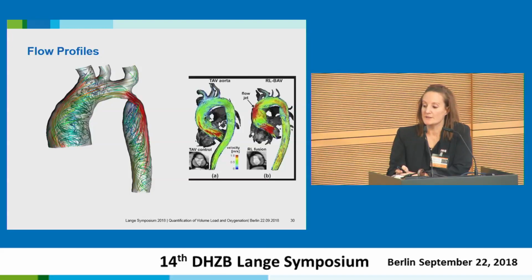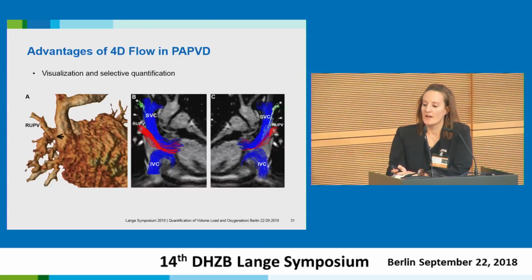But no technique is perfect, so also in magnetic resonance imaging, we have problems with perhaps underestimation of stroke volume in cases of turbulent flow profiles. So here again, we have to look at how the flow profiles are and measure at the right level in order not to make mistakes. But 4D flow, for example, has other advantages in shunt patients. So we have visualization and selective quantification of blood flow.